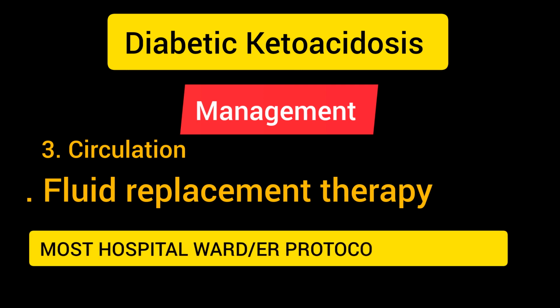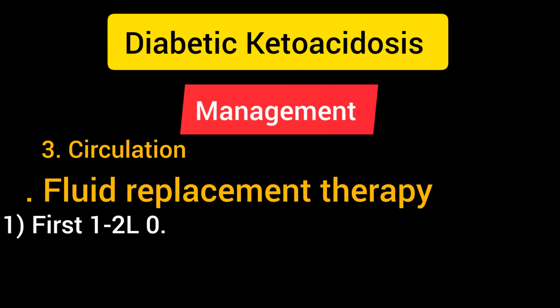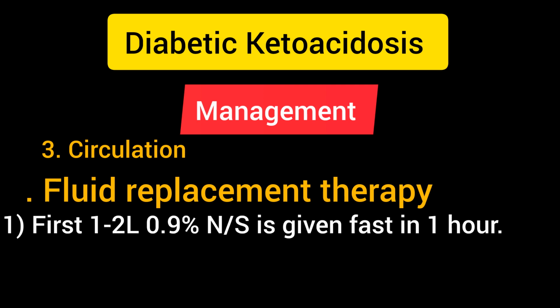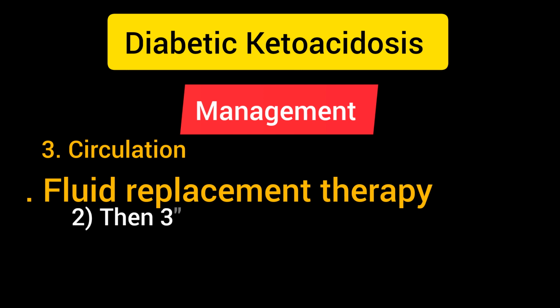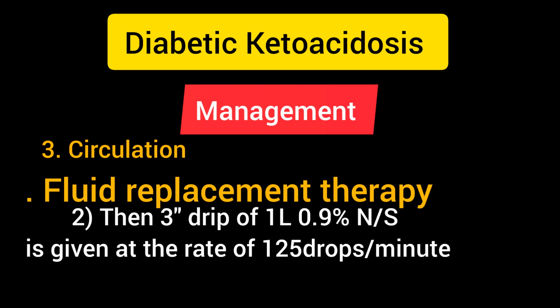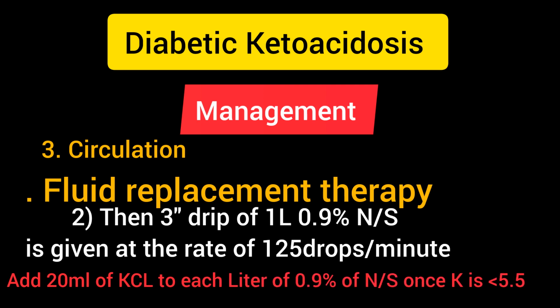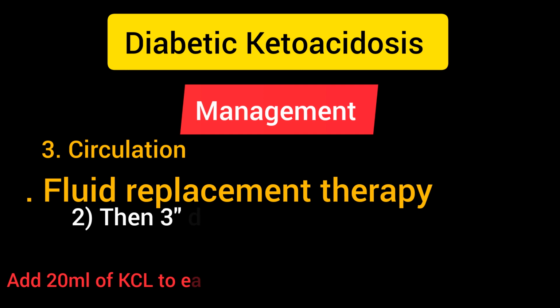Most hospital ward and ER protocol is as follows. Number 1. First 1 to 2 liter 0.9% normal saline is given fast in first hour. Number 2. Then 3 drips of 1 liter 0.9% normal saline is given at the rate of 125 drops per minute. Add 20 ml, that is 20 to 40 milliequivalent of KCl to each liter of 0.9% normal saline once potassium is less than 5.5.